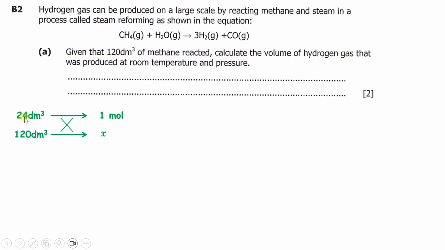You cross multiply. So 24 times x, it will be 24x equals 120 times 1, it will be 120 cubic decimeter mole. So divide by 24 cubic decimeter, also by 24 cubic decimeter, so that these will cancel, remain with x is equal to this. So 120 cubic decimeter, so this and this will cancel. So 120 divided by 24 will have 5 moles. So in short, this 120 of methane is equivalent to 5 moles. Now that we know that, we'll go to the equation here.